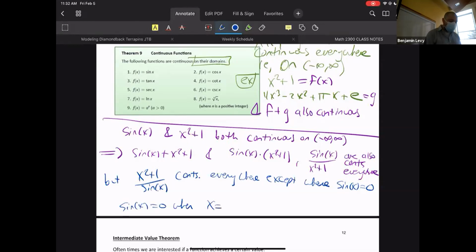But anyway, sine is 0 when x is multiples of pi. So x equals n times pi, where n is a natural number: 0, 1, 2, and so on. And so if we were going to write down the domain of this, it'd be all x values except when x is n times pi.